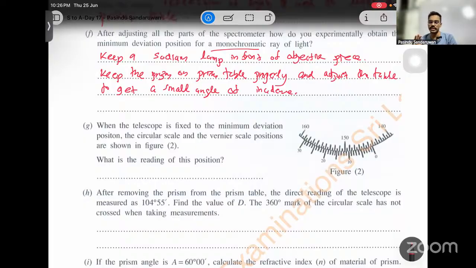Now, here comes the most important thing. We have to rotate the prism table by looking through the opposite side of the prism, and we will see one position. At that point, the image returns. It moves in a particular direction and turns to the opposite direction. That turning point is called the minimum deviation.